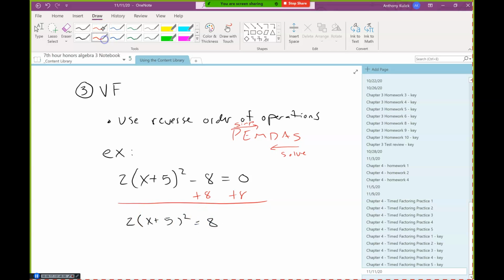The next thing I would need to do is undo any multiplication or division. Well, I see that I really have a ×2 there. We don't really write the multiplication symbol, but I know it's there. So to undo that ×2, we'll just divide both sides by 2.